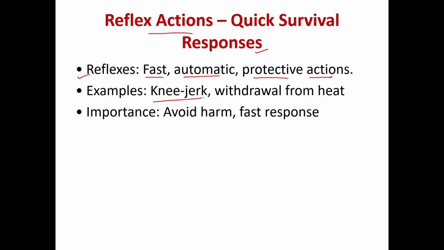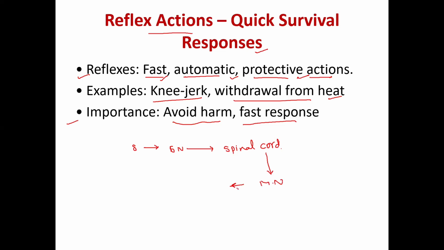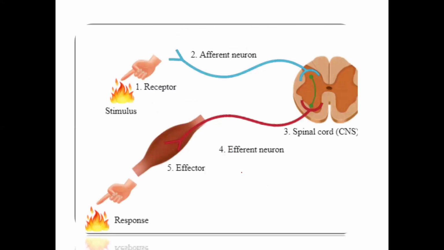Examples: knee jerk, withdrawal from heat. The importance is to avoid harm with a fast response. It is fast, automatic and protective. The response is generated like this: the stimulus comes, is received by the sensory neuron, sent to the spinal cord, bypassing the brain. The spinal cord makes the decision and sends it back through the motor neuron, and the effect is generated. Stimulus, receptors, afferent neuron, also called sensory neuron, spinal cord makes decision. Then the efferent neuron, also called motor neuron, and effector, then the response is generated.